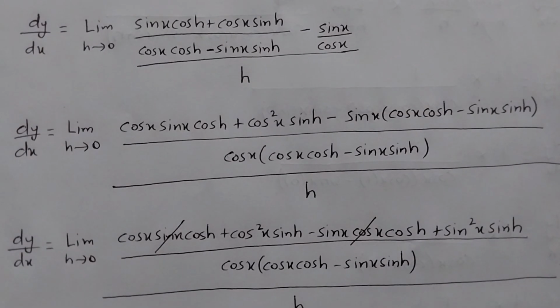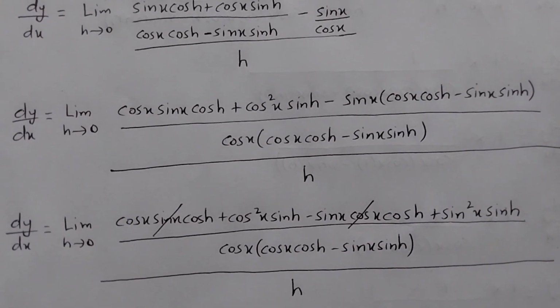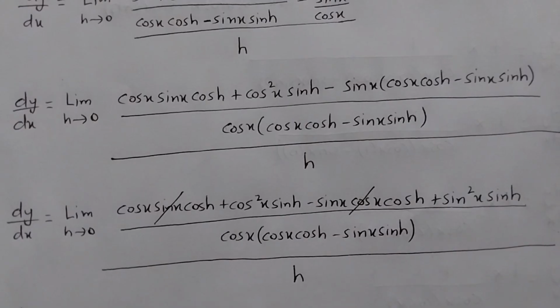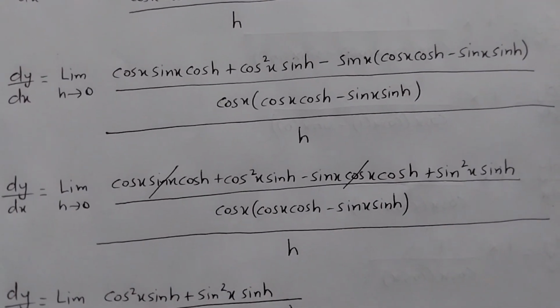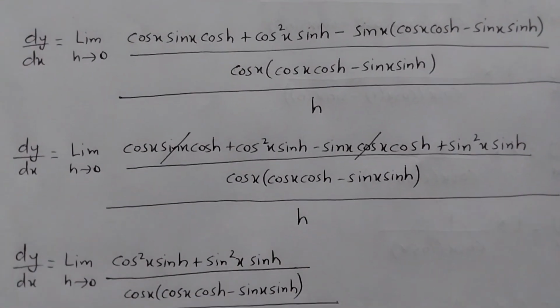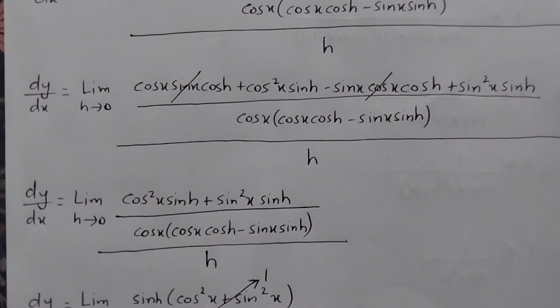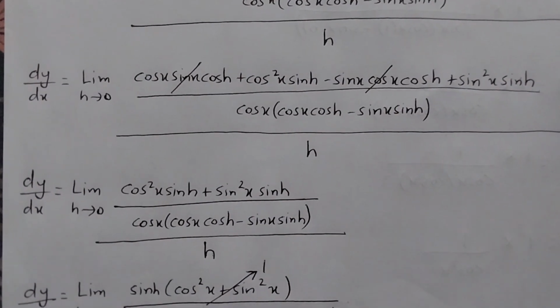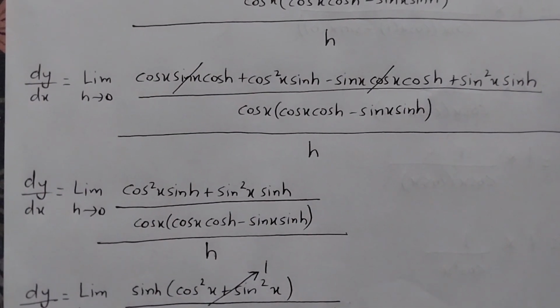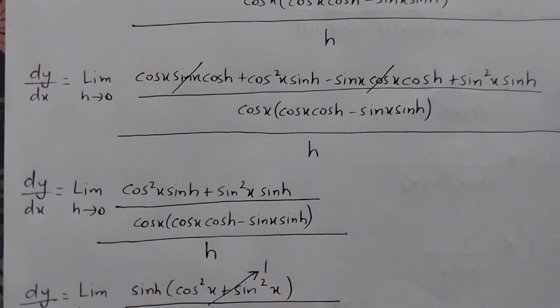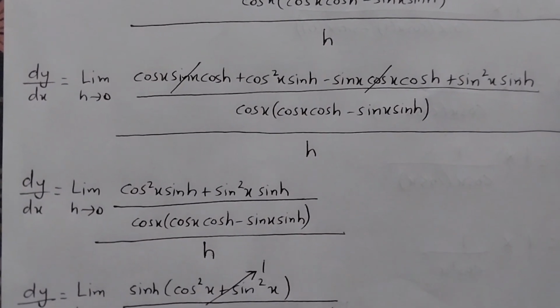If we look at the terms, the first and the third term are basically the same with opposite signs, so they'll get cancelled. The remaining terms remain the same. So we'll have cos square x sin h term plus sin square x sin h term over cos x times cos x cos h minus sin x sin h, and this whole fraction is being divided by h.